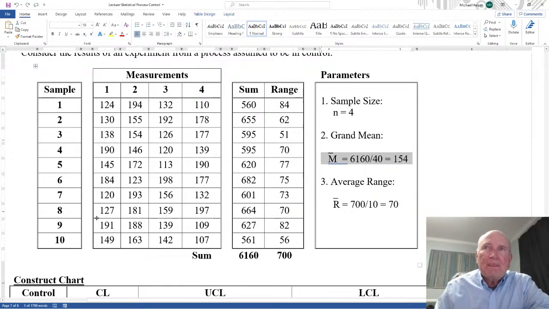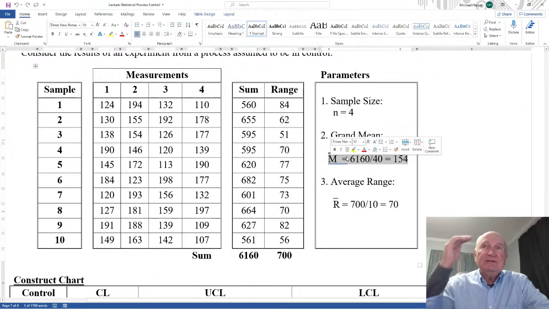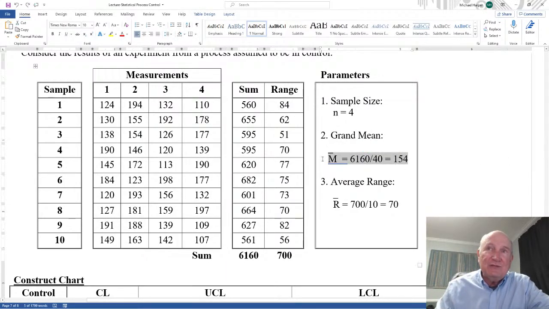Okay. Now this grand mean, that 154, the grand mean M bar, see the M bar? This is going to be the center line of the M chart. The center line of the P chart is P bar. Center line of the C chart is C bar. Center line of the M chart is M bar. That's why I did M.